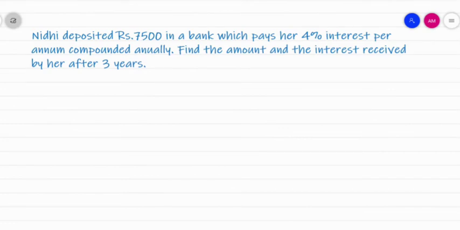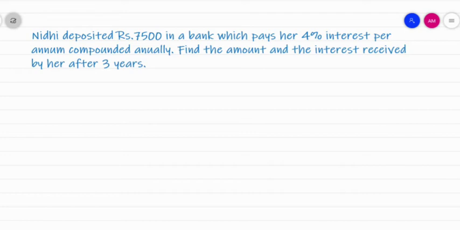Nidhi deposited rupees 7,500 in a bank which pays her 4% interest per annum. Per annum means per year, compounded annually. Find the amount and the interest received by her after 3 years. This is also a very simple question, my dear students.